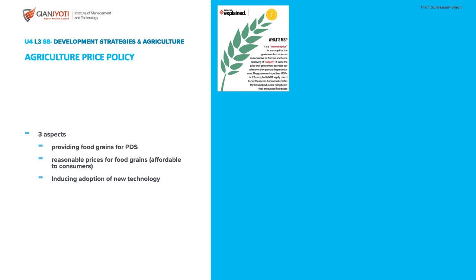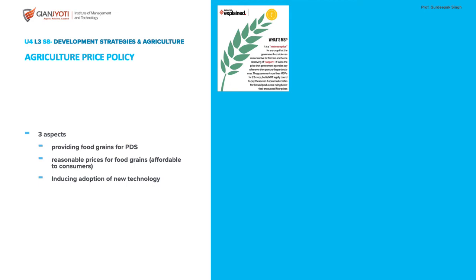Price policy in India is a very complex subject, and there has not been any goodwill from both sides, either from the farming community or from the government side, which has created some happiness amongst the two sides. There are three aspects to the price policy. Number one, as I said, the government has to procure the food grains for the public distribution system. Secondly, the government has to provide a reasonable price for the food grains to the farmers, but at the same time one which is affordable to the consumers. And third is through the price, to induce adoption of new technology to increase the yield.